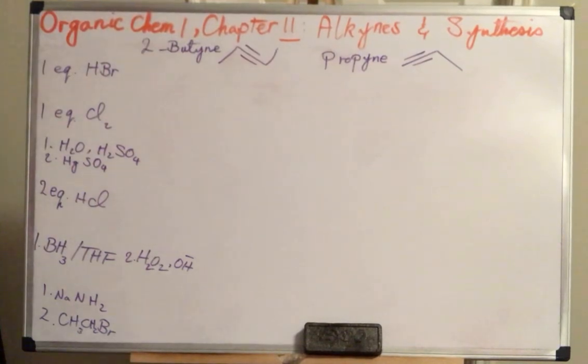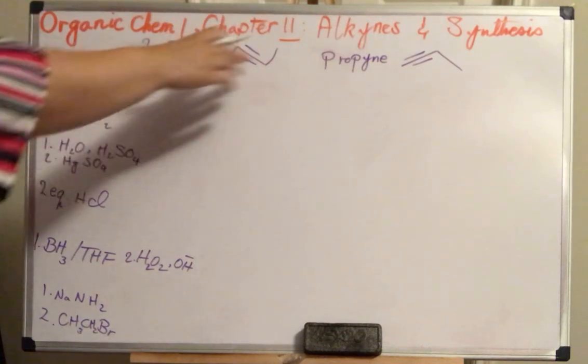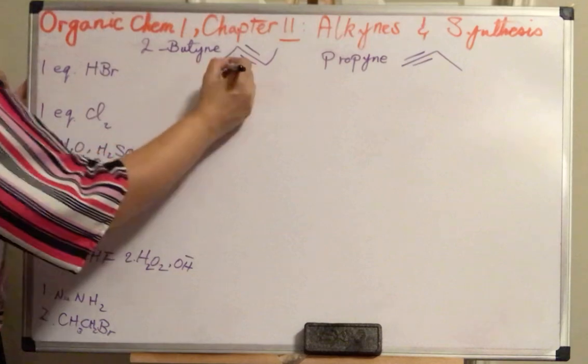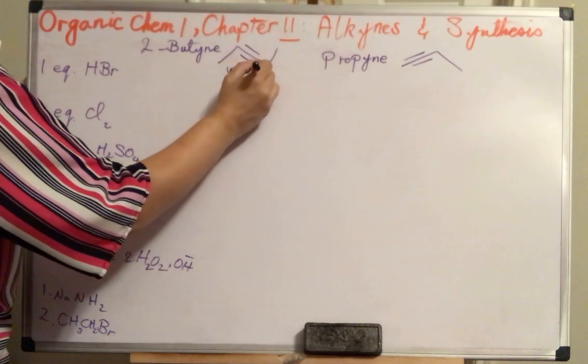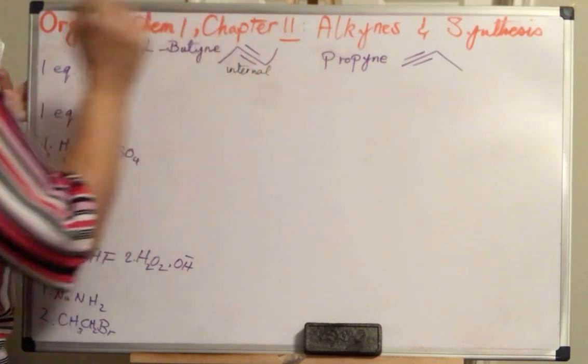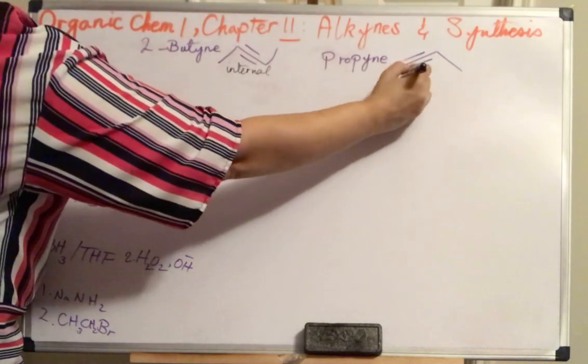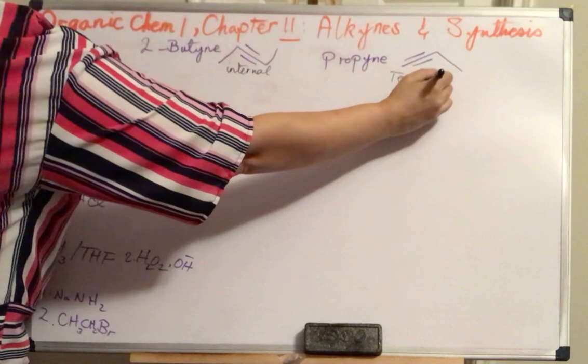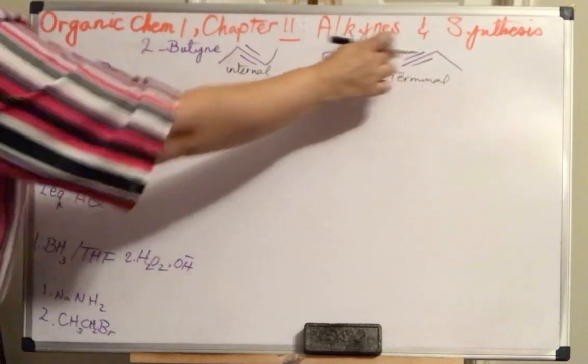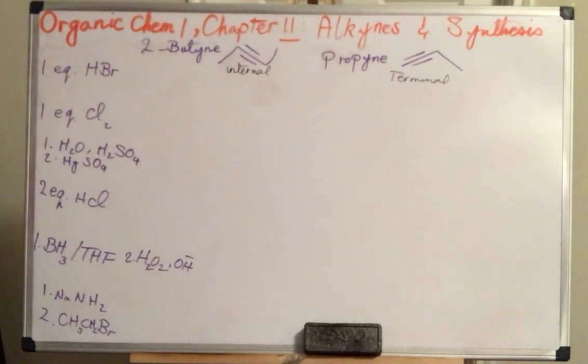At the end of this alkyne chapter, let's work a little bit on the practices. There are two alkynes given. This is an internal alkyne, internal because the triple bond is inside the molecule. This is a terminal alkyne, since the triple bond is at the beginning of the molecule, at the terminal carbon. So in some of these reactions, there should be a difference between the products.